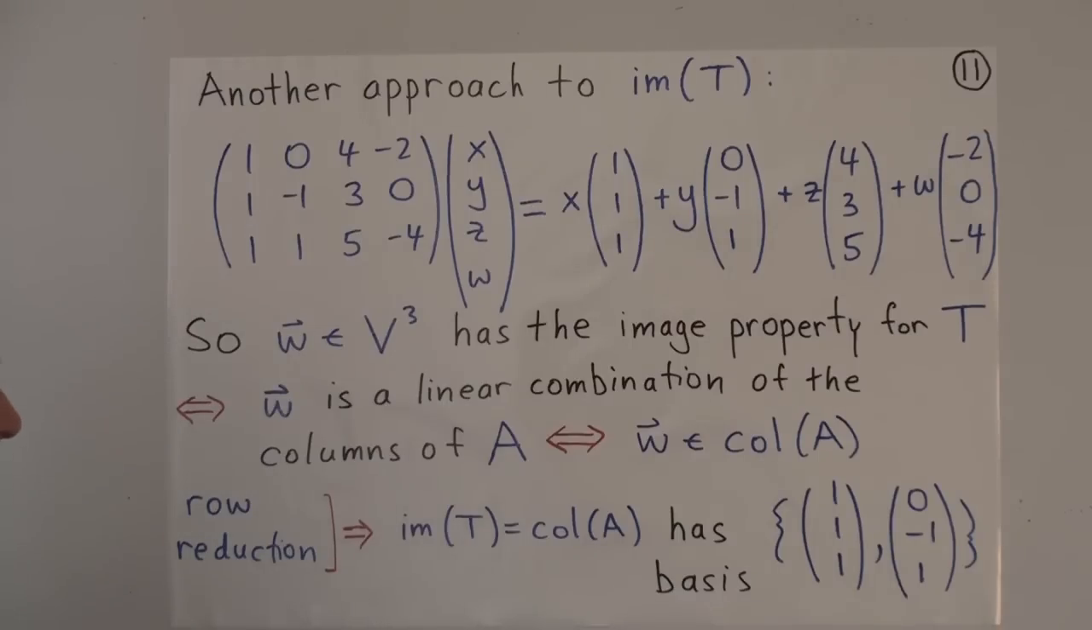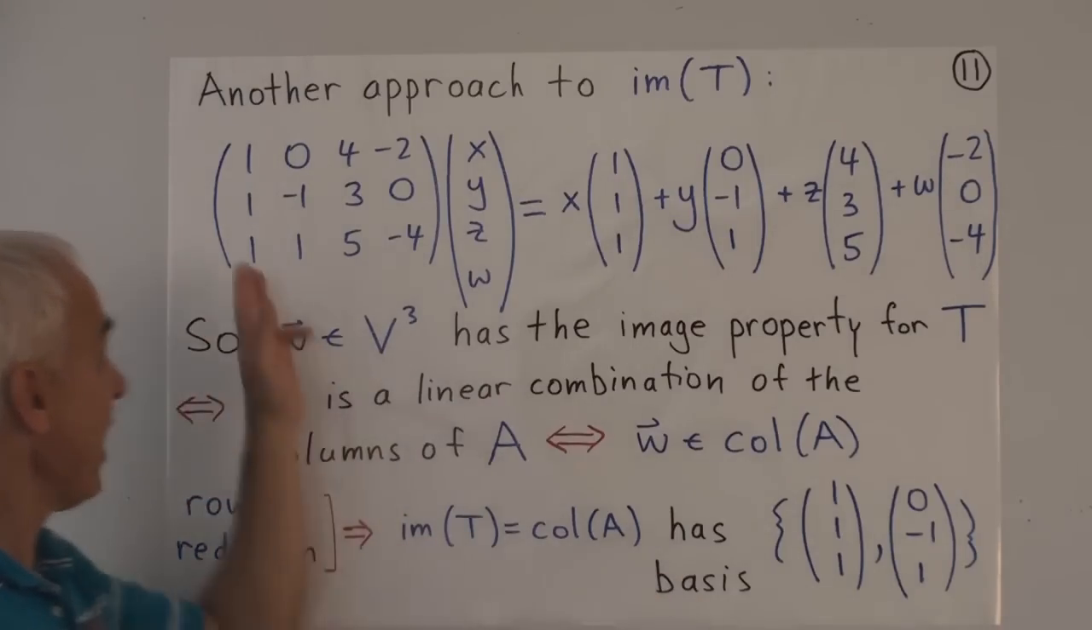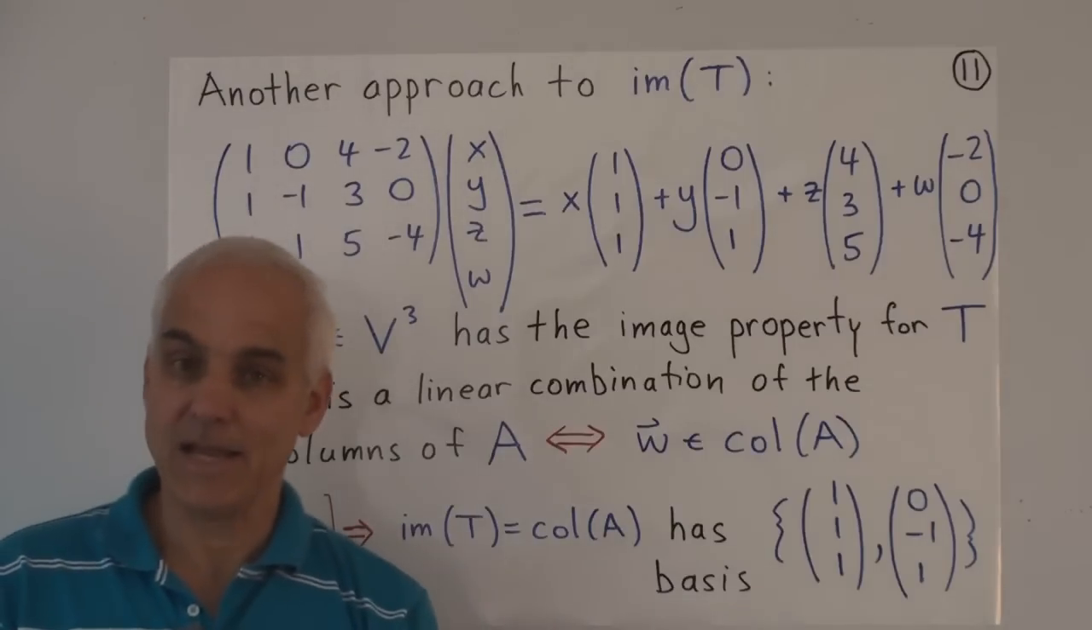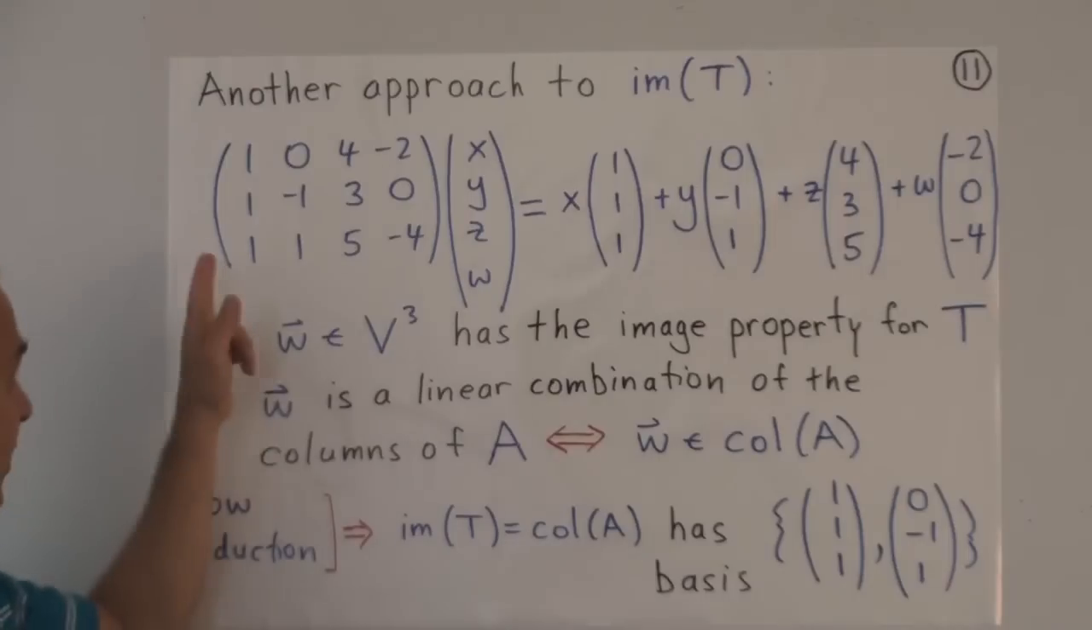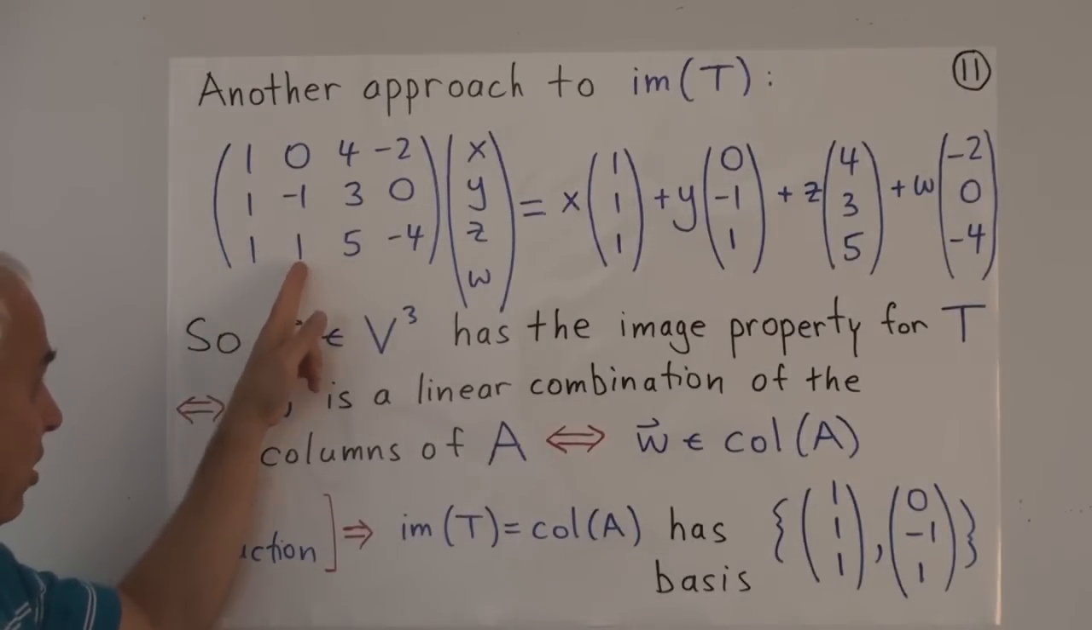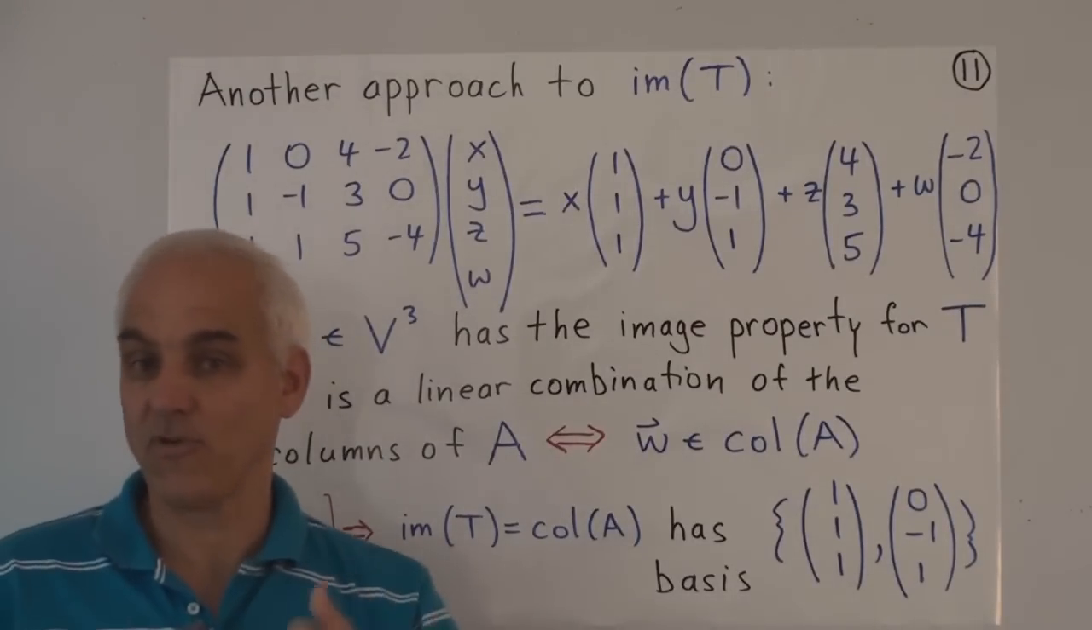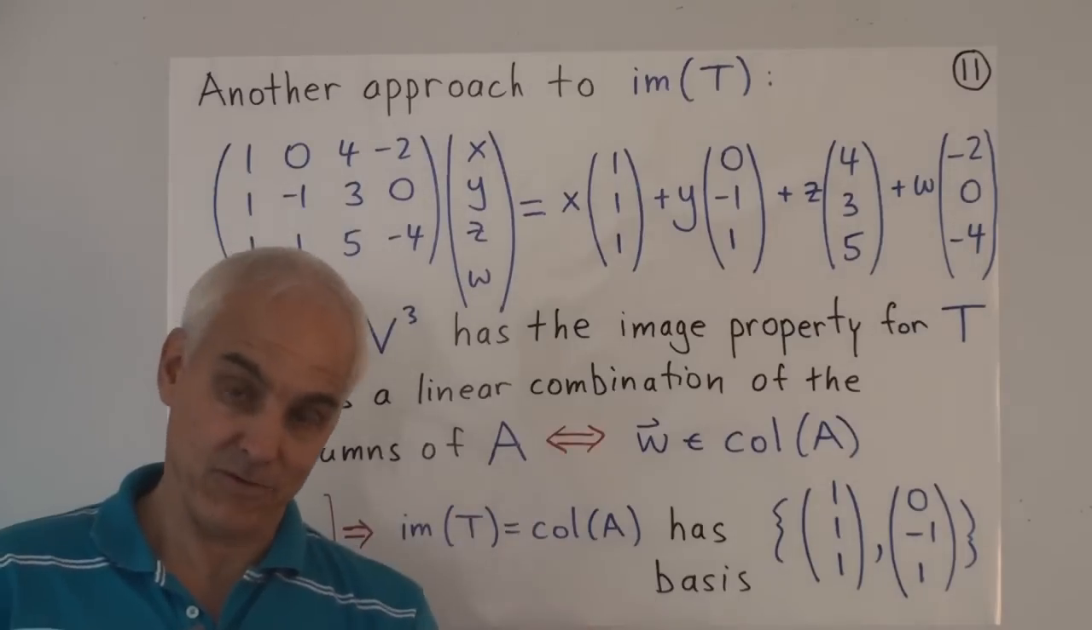And you can compute a basis for that by row reducing and taking the corresponding leading columns. This first column, this second column, because those are the columns corresponding to the leading columns after we've row reduced.